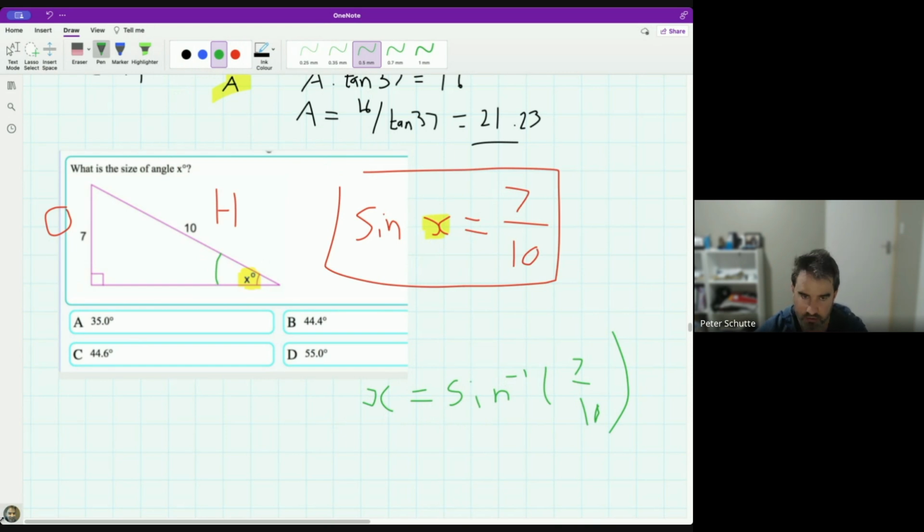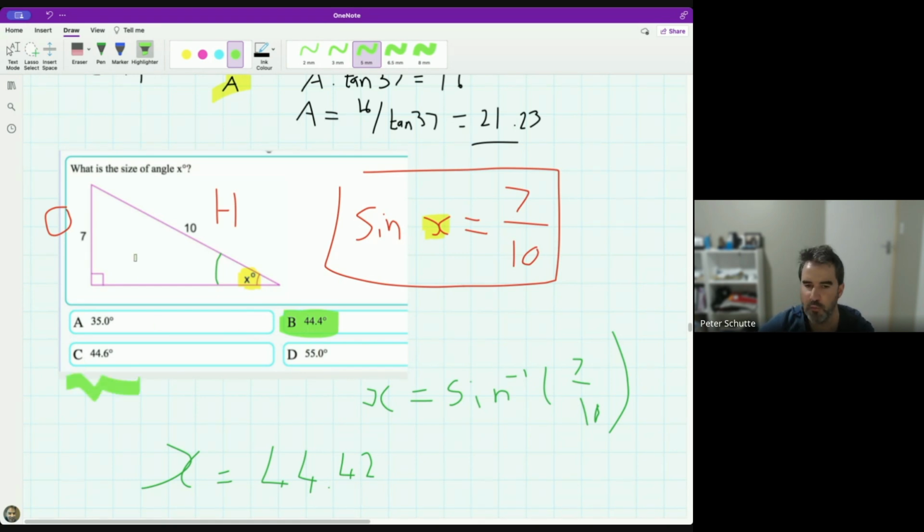So on my calculator, when I go shift sine 7 over 10, I get 44.427. Now, when you round that off to 1 decimal place, it's going to give you 44.4, which is going to be this one here. This one is close, but that one is the closest. So this is when we use trigonometry and we're given two sides and we work backwards and we find the reference angle.